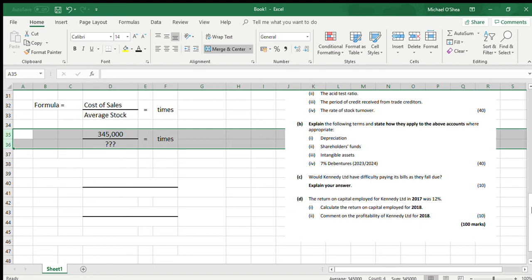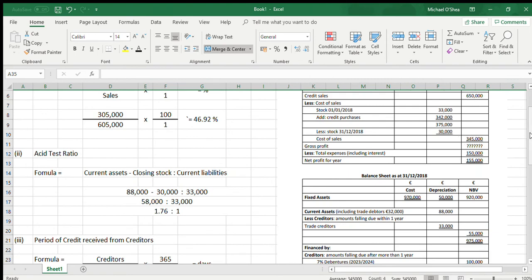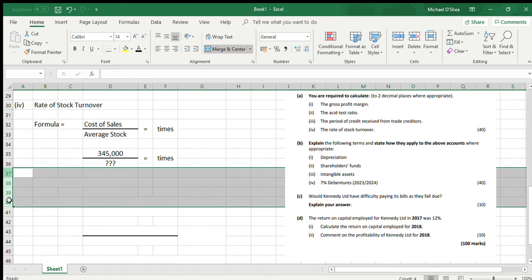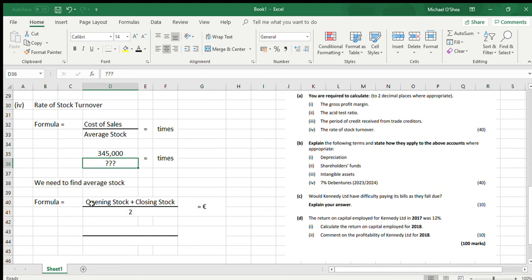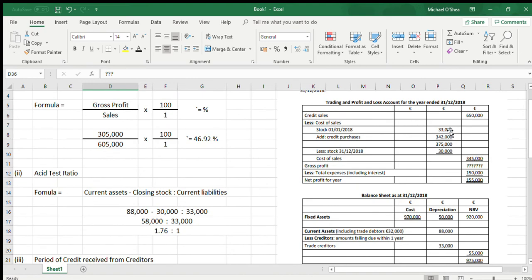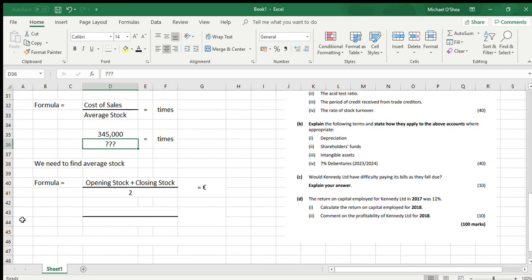So my cost of sales was given at 345,000, as we can see up here. We need to find my average stock formula, because I don't know average stock. My average stock formula is opening stock plus closing stock divided by 2, and my answer is in euros. So my opening stock plus my closing stock divided by 2. Again, looking at the question: opening stock, closing stock, add them together, divided by 2.